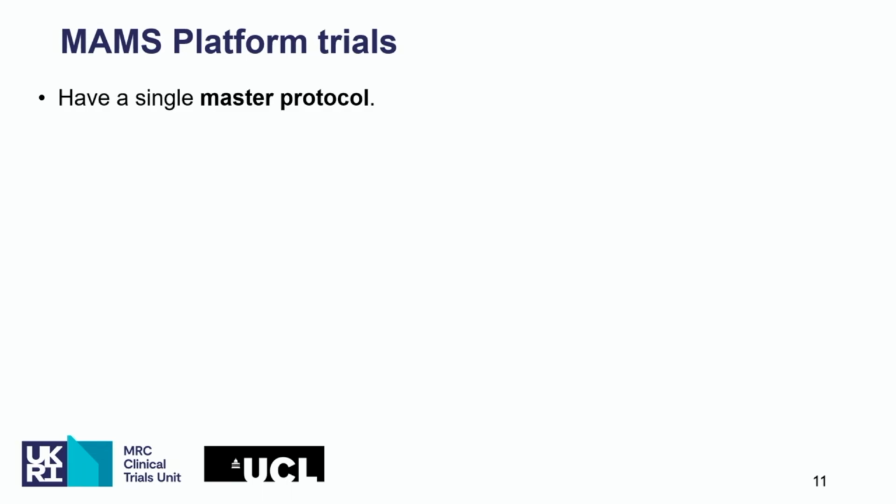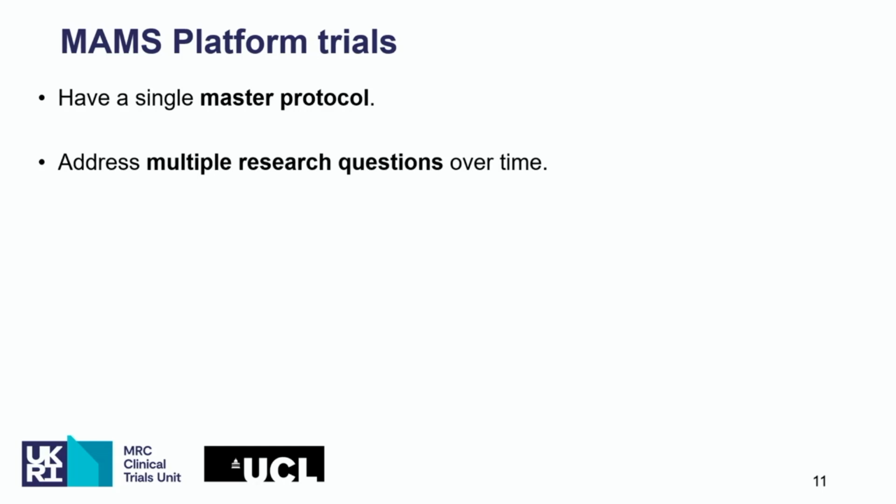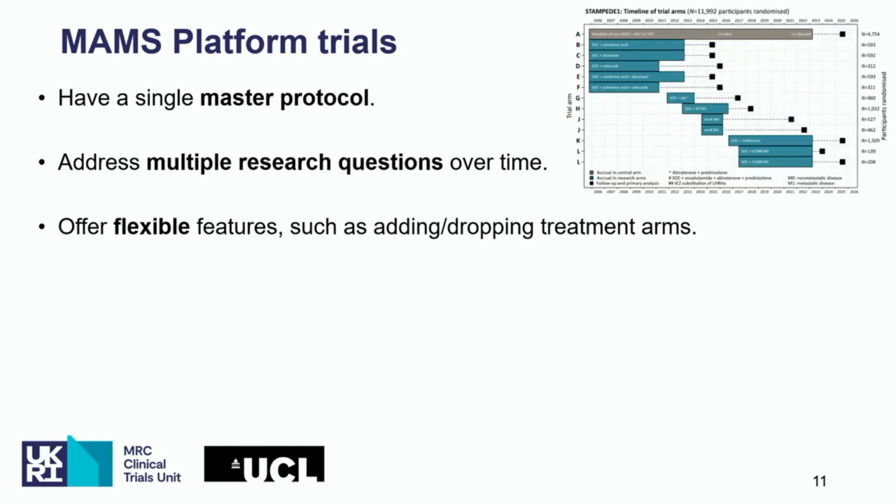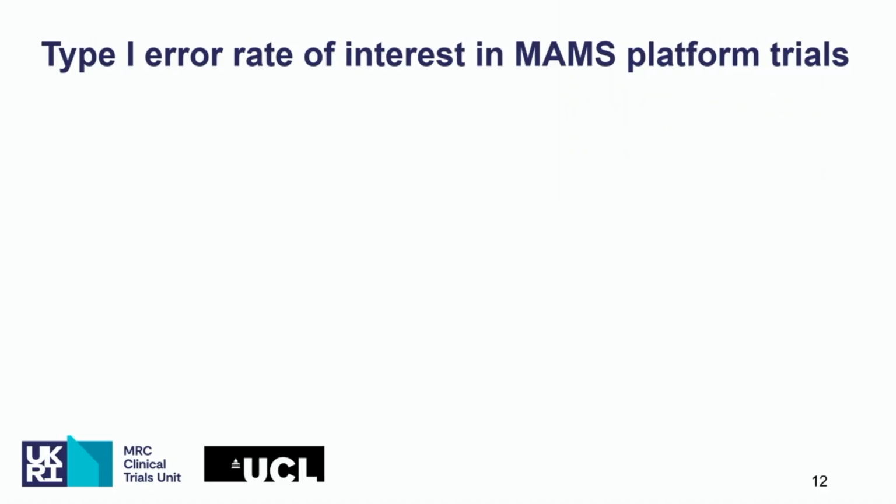Now let's move to the MAMS platform trials, where we have a master protocol and multiple research questions are addressed over time in this new paradigm, with flexible features of adding and dropping arms. An example is Stampede, which turned into a platform trial later on, and we are now within the context of the flexible paradigm where you can add new arms. Let's look at how a type 1 error rate can be calculated and controlled in that context. Similar principles apply.